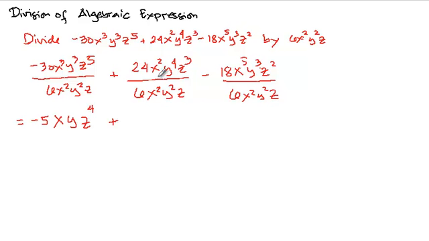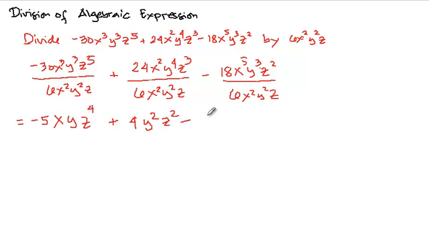Here we have 24 divided by 6, that's 4. X squared divided by x squared is x to the 0, or 1, so we don't put the 1 in there. Y to the fourth over y squared is y squared. Z cubed over z is z squared.